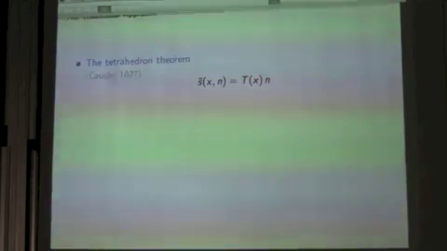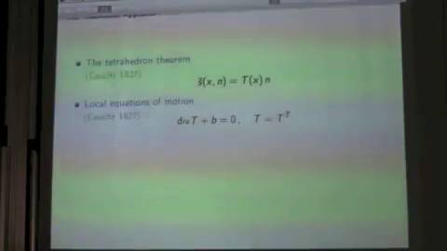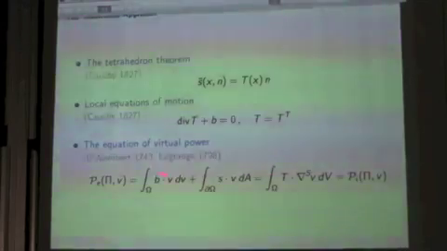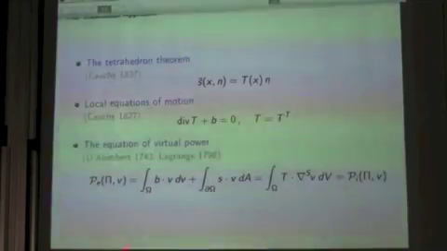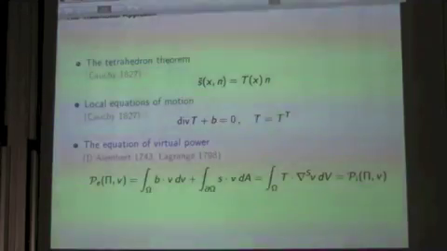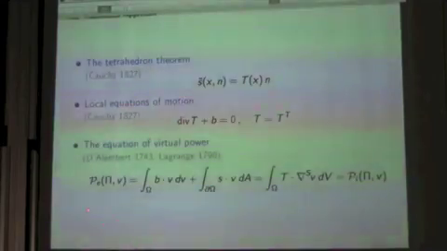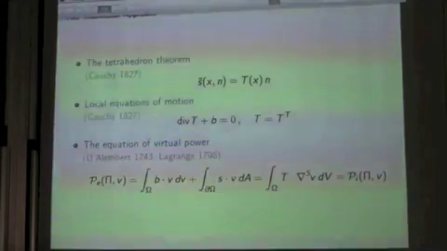The first theorem is the well-known tetrahedron theorem of Cauchy, which says that this dependence on the normal is linear. And then this allows us to write the equation of motion in a local form. And to write the equation of virtual power, just take this equation, multiply by a virtual velocity v, and make the integration, use the divergence theorem, and you get the equation of virtual power. Here is the external power, here is the internal power.